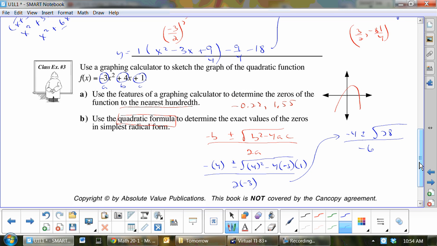Now, is there a perfect square in 28? What's two numbers that multiply up to 28? There's obviously 1 and 28. So 4 and 7, right? So this is the same thing as 4 times 7, correct? So the 4 comes out to become a 2. So this is the same thing as negative 4 plus or minus 2 root 7 all over negative 6.